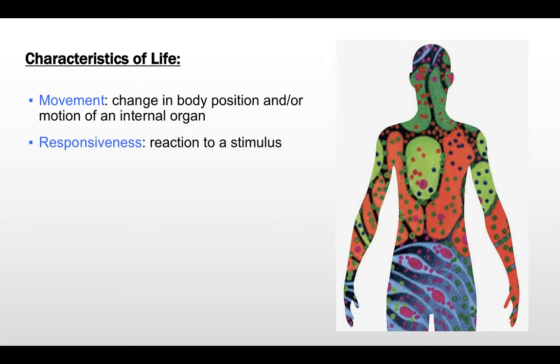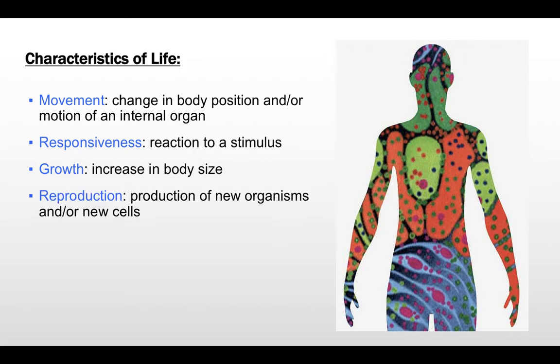Responsiveness. Do we respond to external stimuli? So a plant, of course, will tilt towards the sun, reacting to that stimulus of light. Growth, we notice all living things at some point increase in body size or in cell number, and they reproduce, whether they're reproducing other members of their species or just reproducing their own cells. All living things are reproducing.